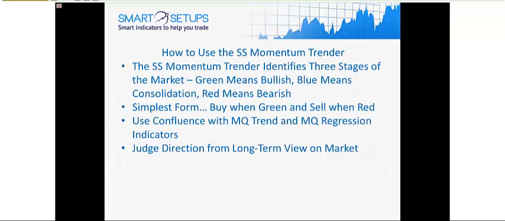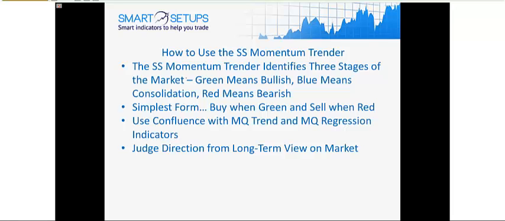Now, the momentum trender, as I said before, identifies 3 stages of the market. It's going to give you green for bullish, blue for neutral or consolidation, and red for bearish. And again, the simplest form of trading this, you're buying when it's green and you're selling when it's red.